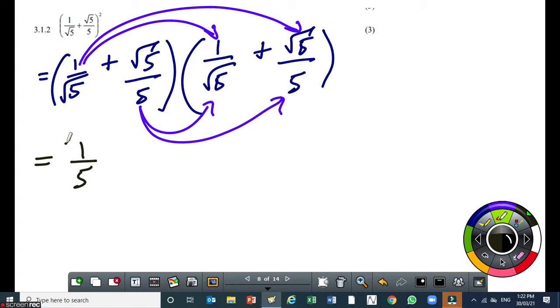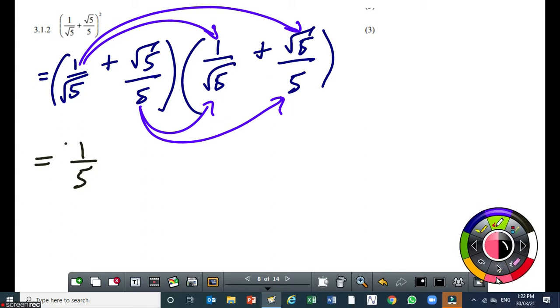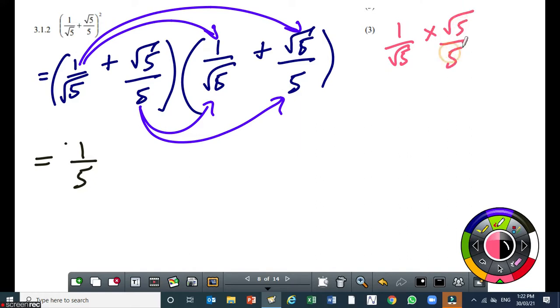Someone might ask me, how come? It's very simple. It's 1 over square root of 5 times square root of 5 over 5. These two will cancel out. You see that? So you're left with 1 in the numerator and 5 in the denominator, so that will be plus 1 over 5. Then square root of 5 over 5 times 1 over square root of 5 gives you another 1 over 5.